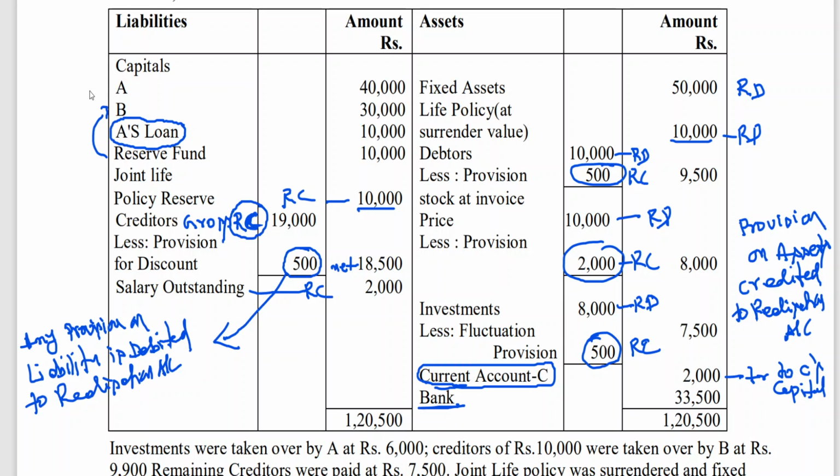So what are the accounts that will not be closed? A's capital account will not be closed. B's capital account will not be closed. A, B and the bank account. These partners' capital accounts and the bank account will be finally closed after completion of the realization account.